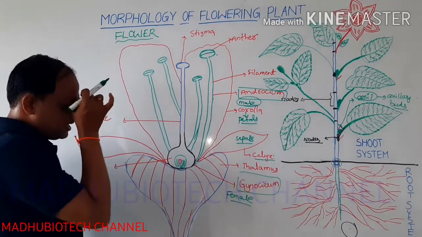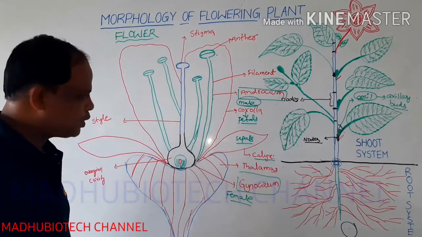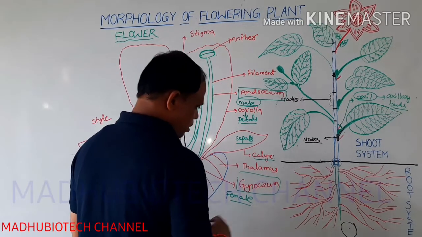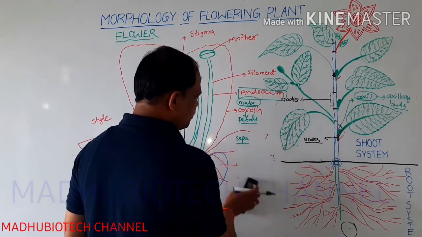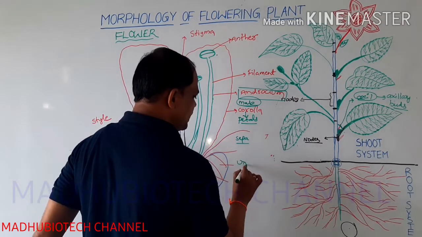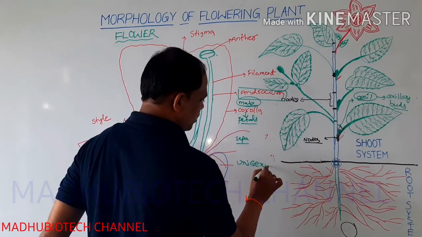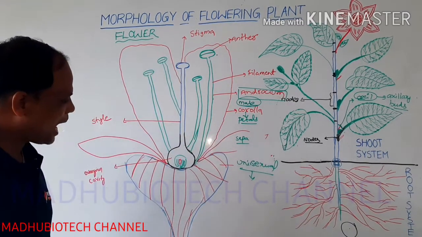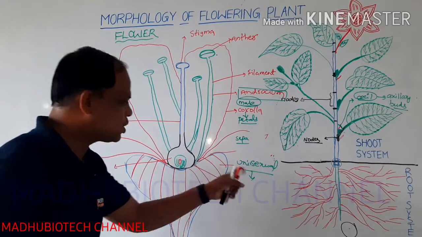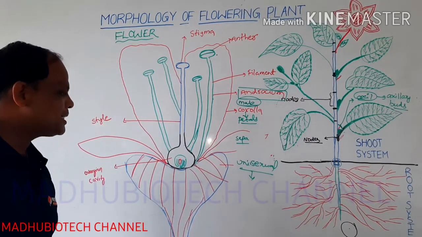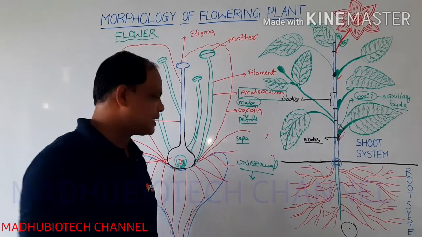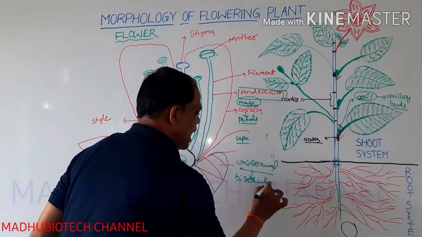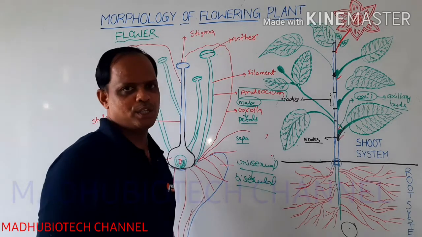And here, mainly based on the reproductive organs, the flowers are also called unisexual or bisexual. Unisexual means the flower contains either androecium or gynoecium. Bisexual means the flower contains both, okay, both androecium and gynoecium.